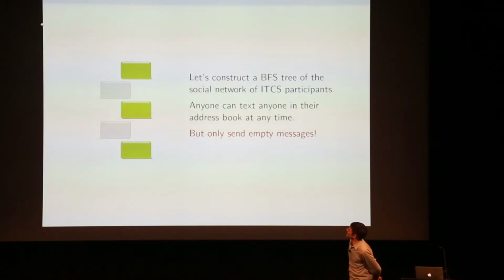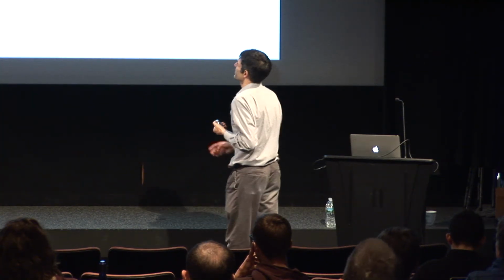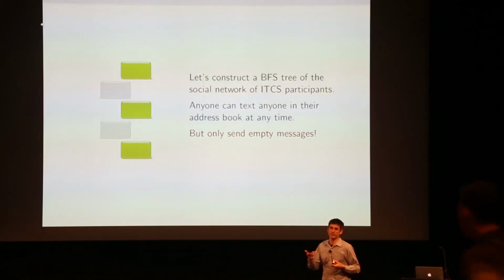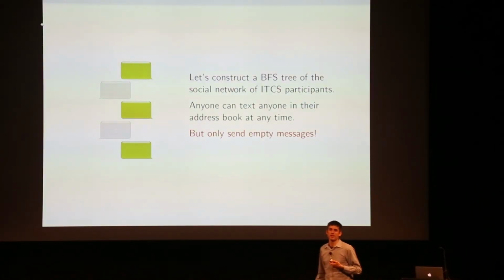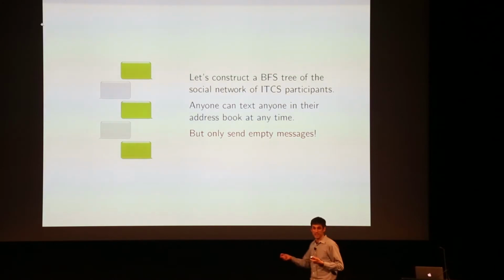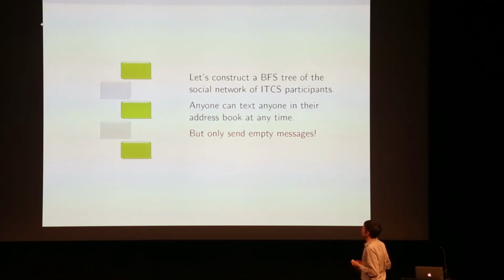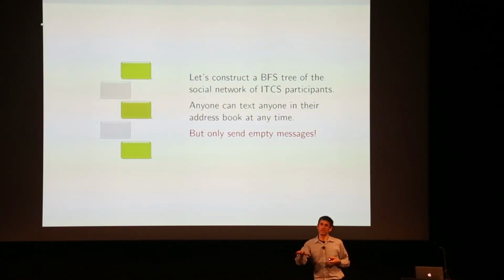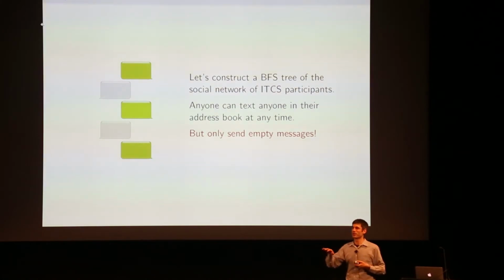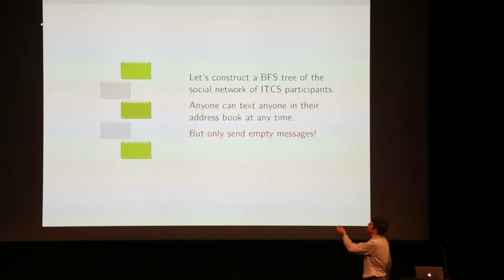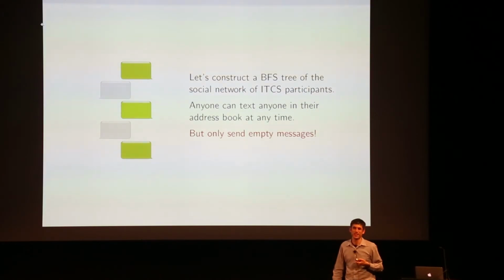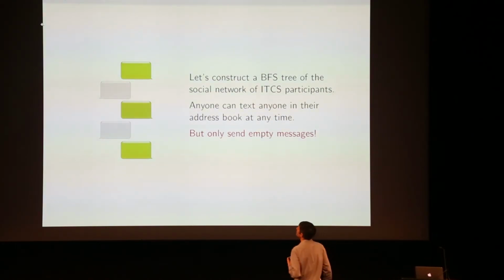I'd also like to advertise a curious puzzle that is solved in the paper. Suppose that we all want to construct a breadth-first search tree among the people attending this conference. And we're going to do it by sending text messages, each person can send text messages to the people in their address book. But the channel is so noisy that any message you send is going to be replaced by an empty message. Okay, so we have a protocol where we can ping each other, but the ping contains no information apart from the fact that I sent you a message. So the question is, how can we use that communication capability to efficiently find a breadth-first search tree?